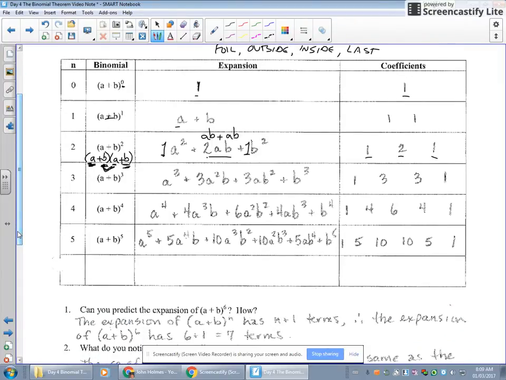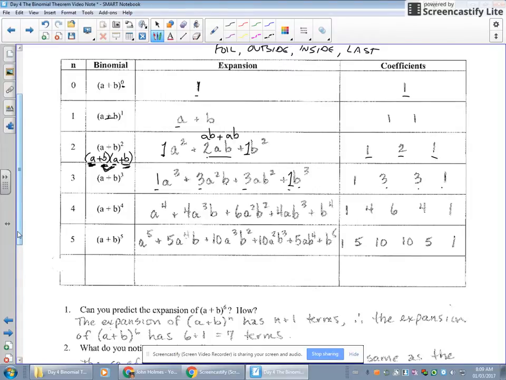When I expand a plus b cubed, from yesterday's notes, you should have practiced doing these expansions. That gives us 1a cubed plus 3a squared b plus 3ab squared plus b cubed. Again, it's implied that there's a 1 there. Our coefficients become 1, 3, 3, and 1.